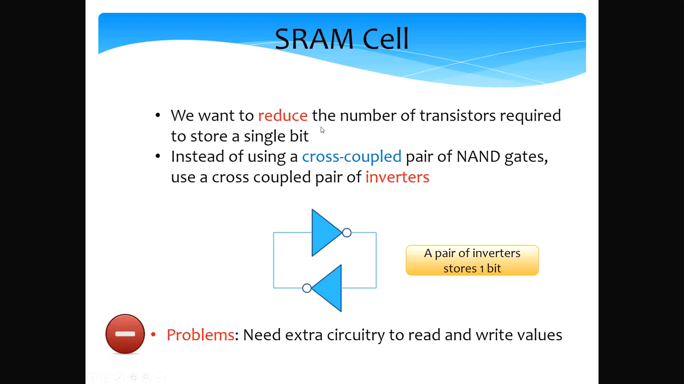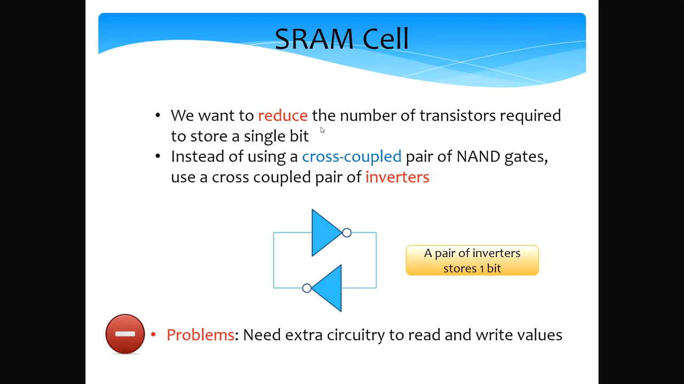An SRAM cell works like this. What is the main philosophy here? The main philosophy is that we want to reduce the number of transistors that are required to store a single bit, because we'll be saving millions of bits, possibly billions of bits. So we need to keep the number of transistors as low as possible, and we also want to provide a memory technology that is as fast as possible.